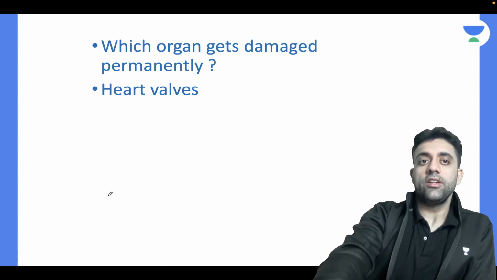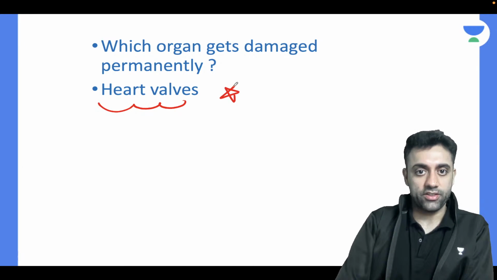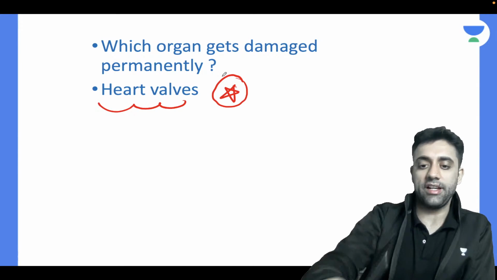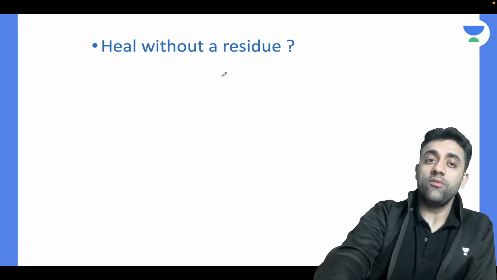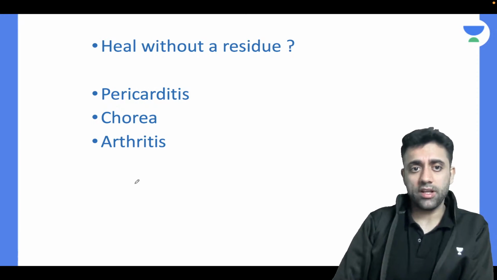Okay. So the organ which gets permanently damaged is none other than our heart. This is the organ which gets permanently damaged. That is another exam question: which organ heals without a residue?